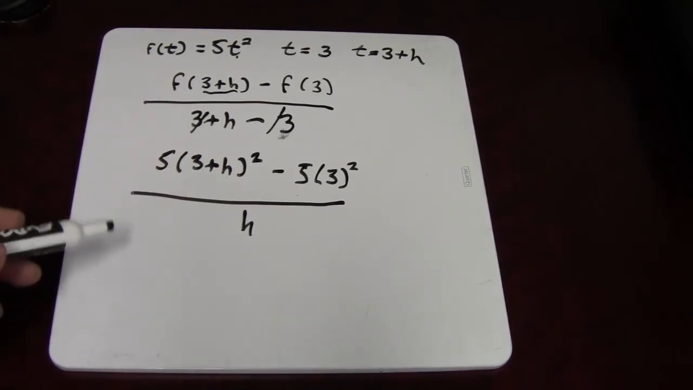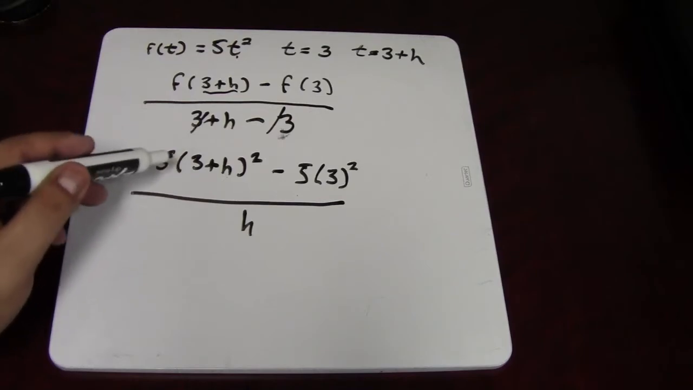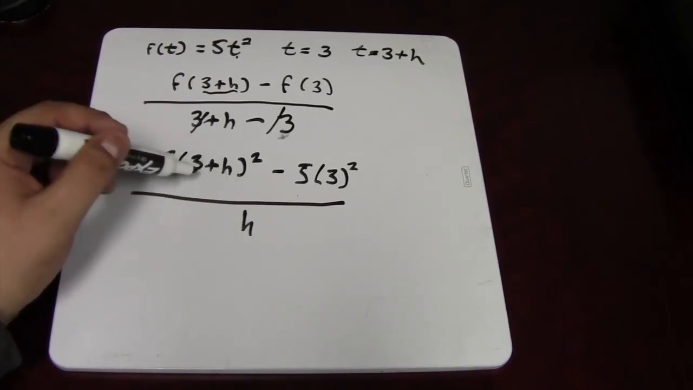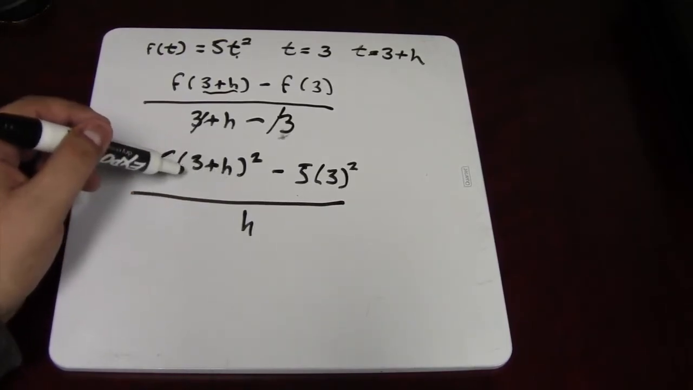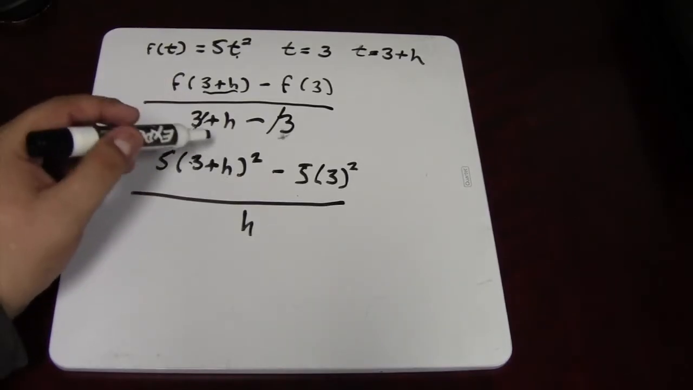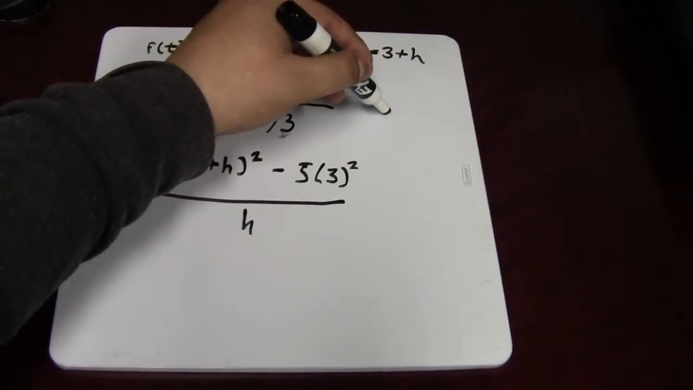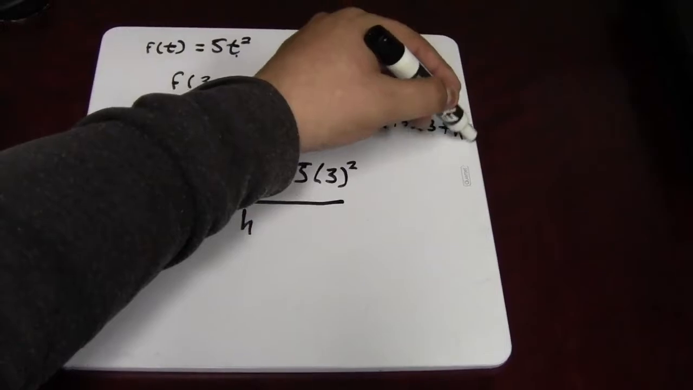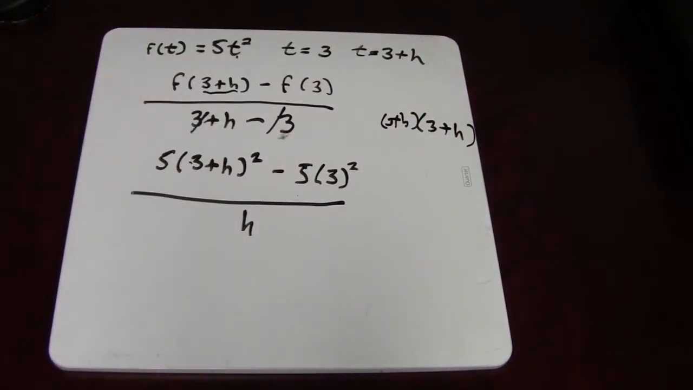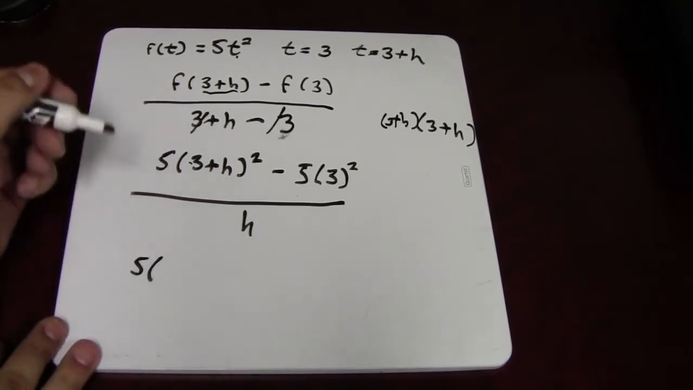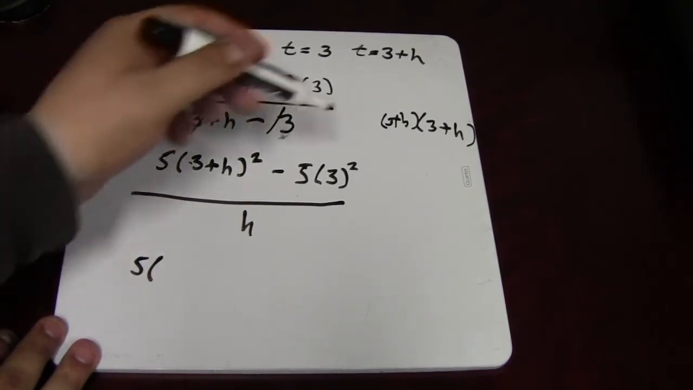So now let's continue on here, and we're going to FOIL this part. We're going to use FOIL expansion to multiply these two binomials here. Remember, this is not going to be 9 plus h squared. Don't do that. That is incorrect. This is like saying 3 plus h times 3 plus h. That's what this 3 plus h squared is actually doing here. So if we FOIL that out, we'll get 5, and I'm just going to do it. You can FOIL it out yourself. Here we would get 9.